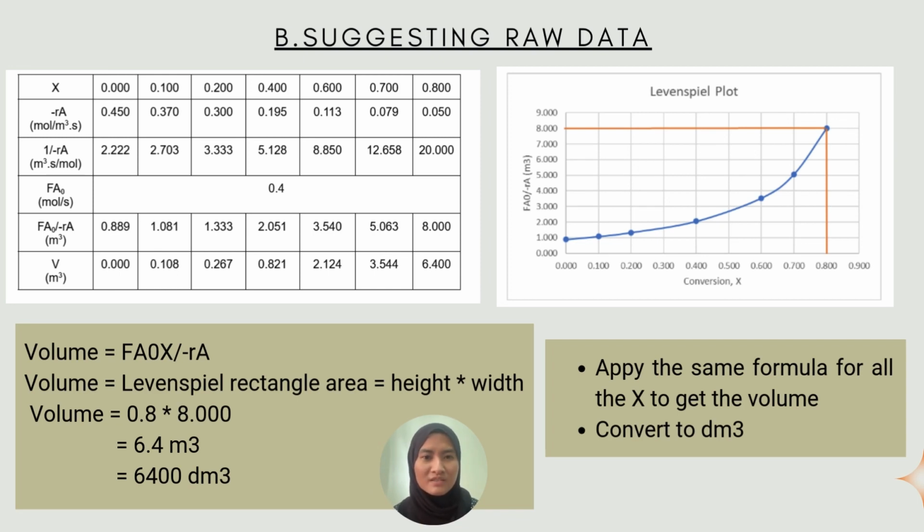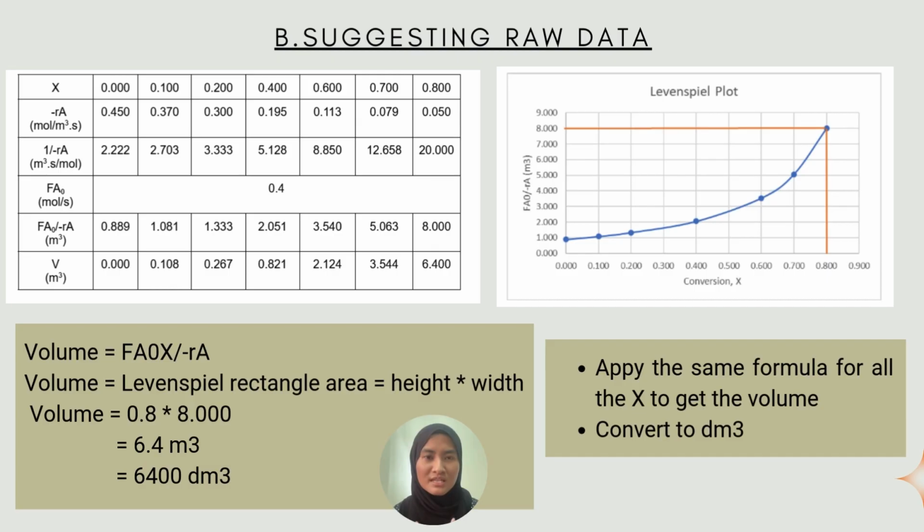Beside the table, we have the Levenspiel plot. On the x-axis, we have the conversion, and on the y-axis, we have FA0 over negative RA. The area under this curve gives us the required reactor volume. The volume can be determined by using this formula, which is FA0X over negative RA.